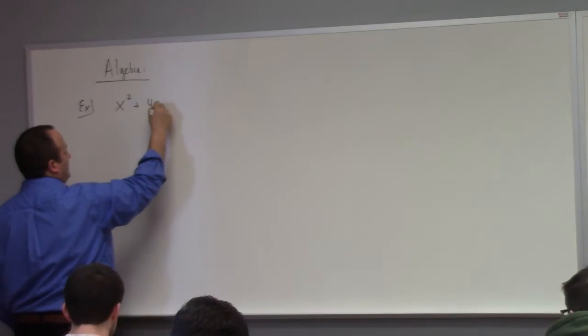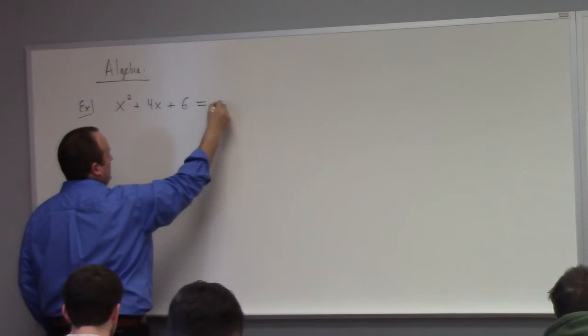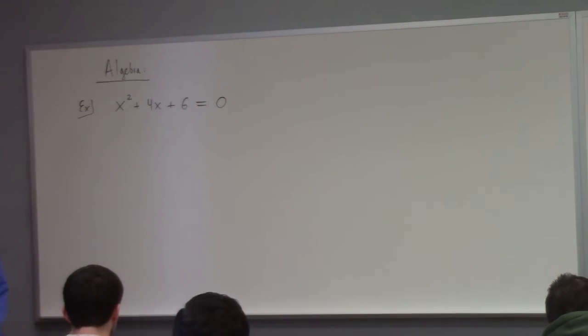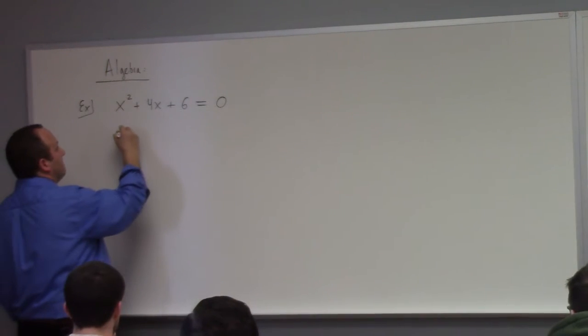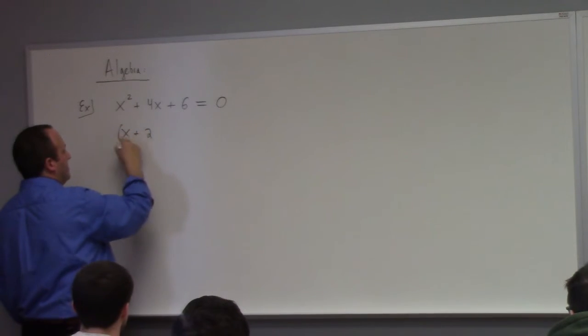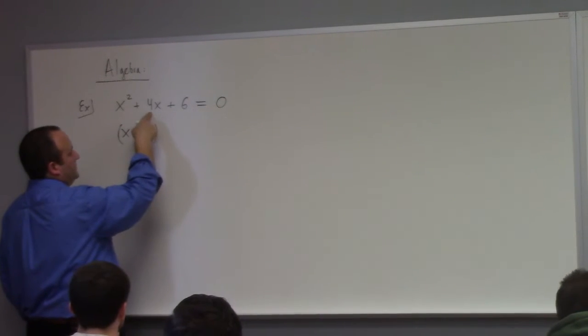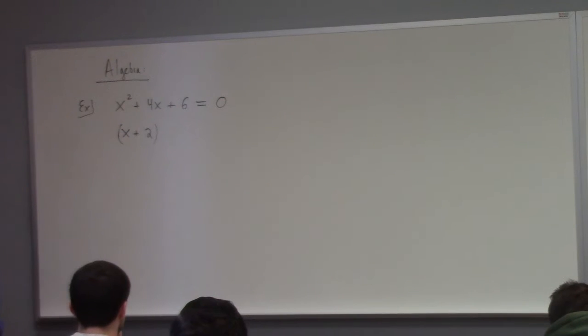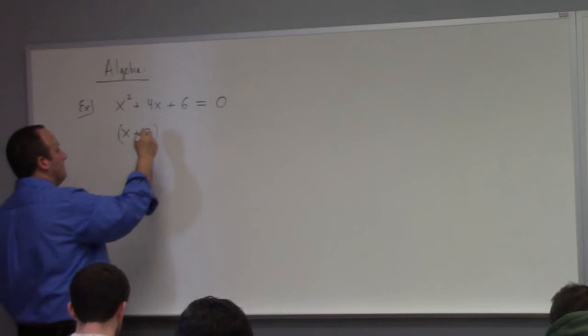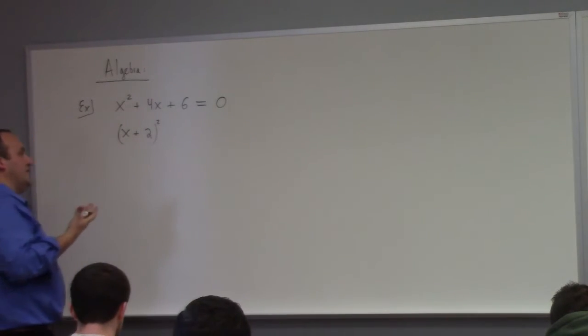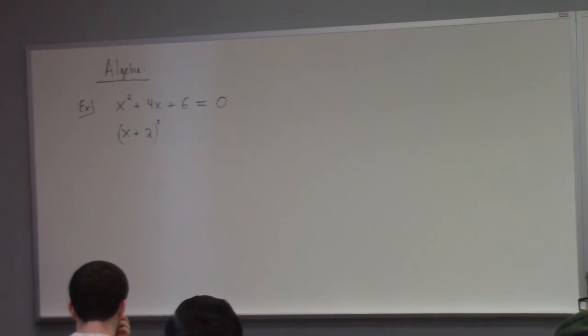So if I had x squared plus 4x plus 6 equals 0, how would you complete the square on this? What does completing the square do for you? So I take half of the middle coefficient, right, which in this case is 4. So I get x plus 2. I square that. And if I do that, what would happen if I actually FOILed that out? What would I have? I'd have x squared plus 4x plus 4, right?